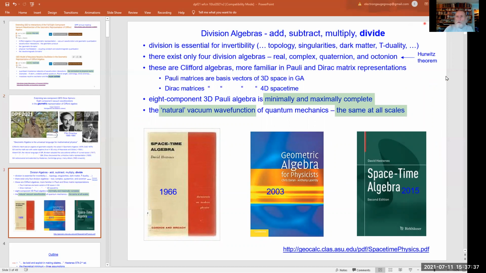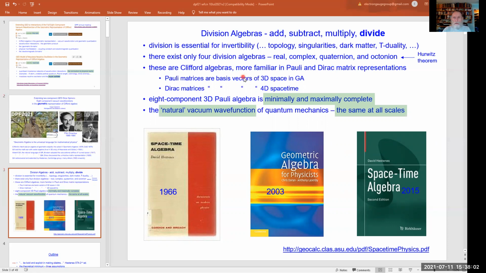In the algebra, we want to be able to add, subtract, multiply, and divide. Divide is one of the difficult aspects of it. It's essential for invertibility, which you need for singularities, topology, dark matter, topological duality, and string theory. There's only 4 division algebras: real, complex. Real is 1 degree of freedom, complex 2, quaternion 4, and octonion 8.